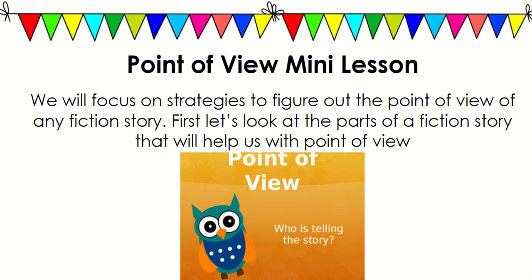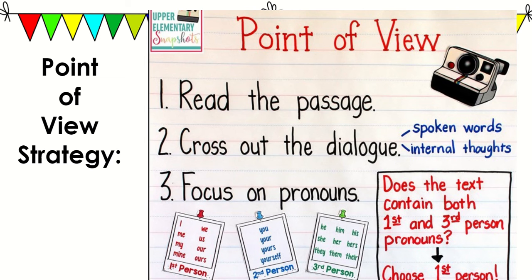We will focus on strategies to figure out the point of view of any fiction story. First, let's look at the parts of a fiction story that will help us with point of view. Here's a good strategy. Read the passage, cross out dialogue, that's spoken words or internal thoughts. And that's like quotes. We don't want to focus on quotes. Anytime you see something in quotes, that's not what we're focusing on. You want to focus on the pronouns. And here's a hint for you. If the text has both first and third person pronouns, we always go with first person.